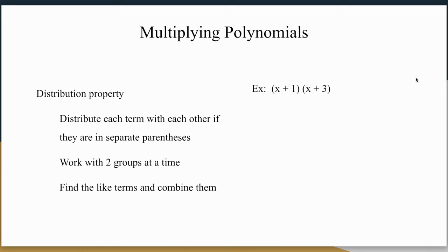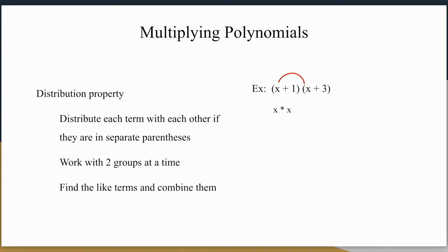So here's an example. Okay, so it's a set of x plus 1 times the other set x plus 3. So the first step is to distribute each term with each other. So we're going to start with x times x. Okay, how do we do x times x? Well, when we're multiplying variables, okay, we're going to keep the variables together. Okay, so we don't put any signs, we don't put a plus or a minus between the variables when we multiply for the final answer.